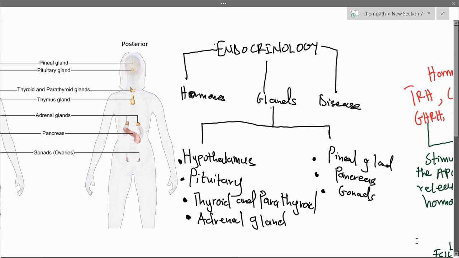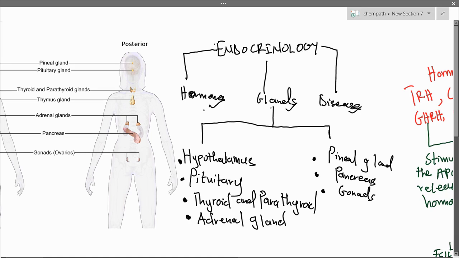Alright, so let's begin. When we talk about endocrinology, it's basically the study of hormones and the glands that produce the hormones, together with the diseases that are associated. So endocrinology deals with the hormones, the glands that secrete the hormones, and the diseases associated.